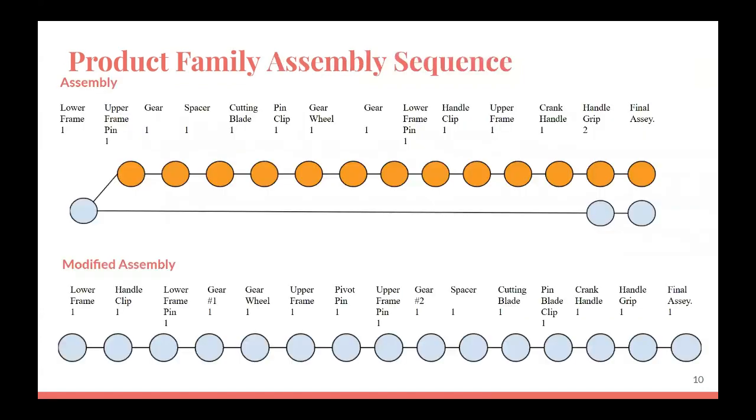This is the family assembly sequence. The original sequence shows two separate assembly sequences that serve both customer groups separately, can openers and bottle openers, ending with two final assemblies. The second sequence shows a modified assembly that serves both customer groups with a single final assembly.